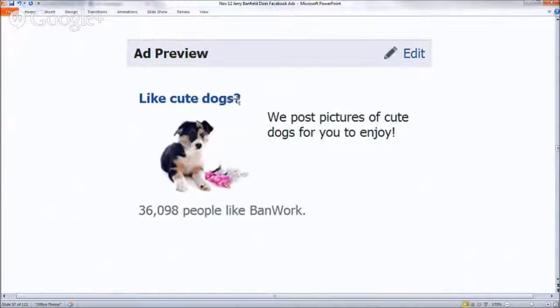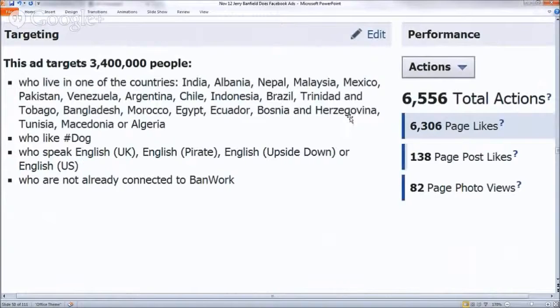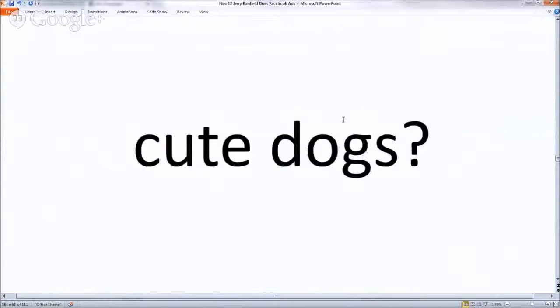I asked a simple question to begin, and I gave a simple value proposition. And this is how I target it. Now, what if you do not have pictures of cute dogs?